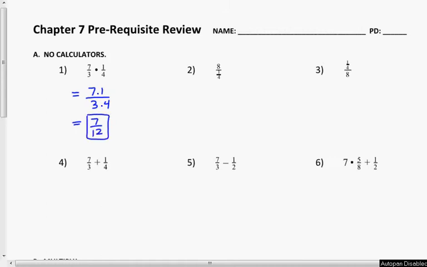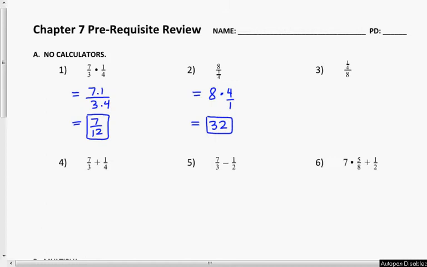For number 2, remember that to divide by a fraction, you multiply by its reciprocal. So instead of 8 divided by 1/4, it's 8 times 4 over 1, or 8 times 4. So the answer is 32.